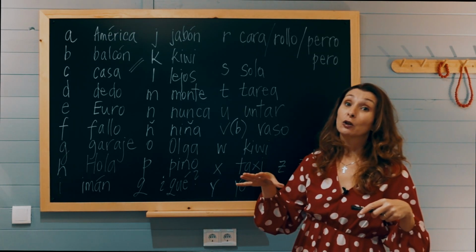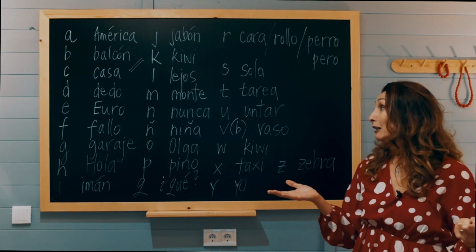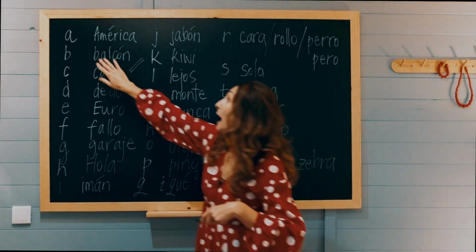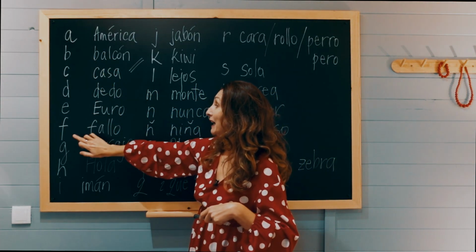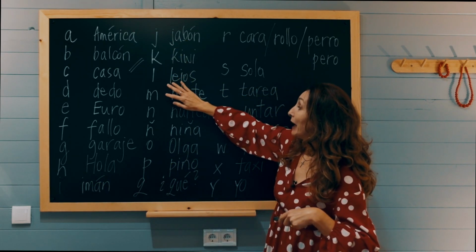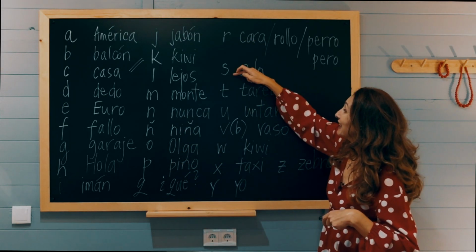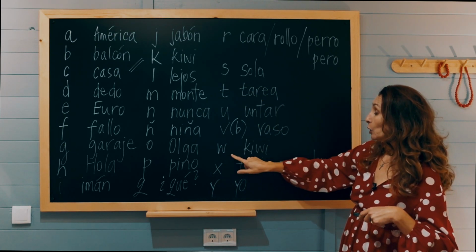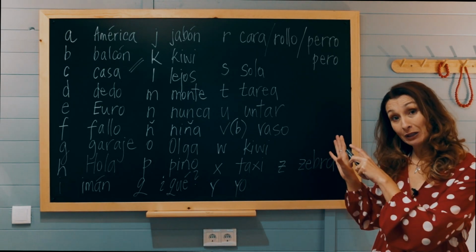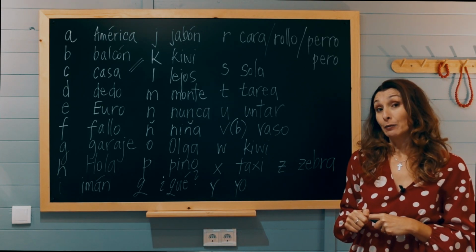So at this point, you've become familiar with the Spanish alphabet. You know it's a Latin alphabet. You know there's 27 letters. You know their names. A, B, C, D, E, F, G, H, I, J, K, L, M, N, Ñ, O, P, Q, R, S, T, U, V, W, X, Y, and Z. Okay, so you know the names, and now you've seen which sounds they represent.